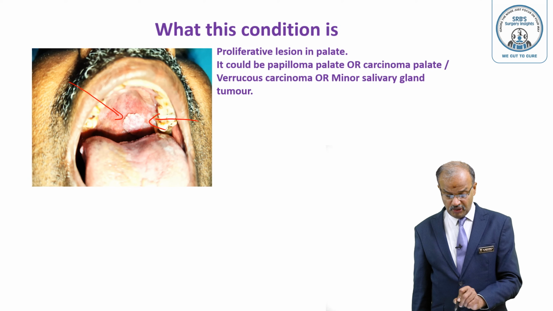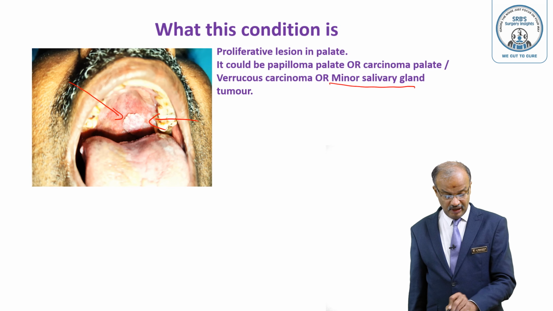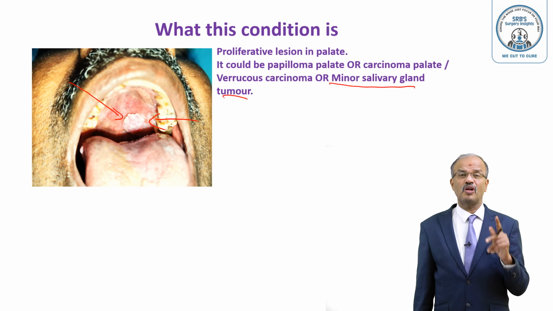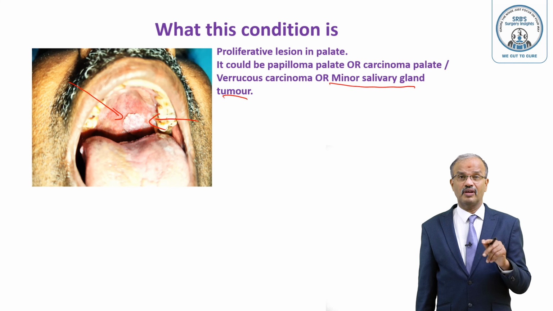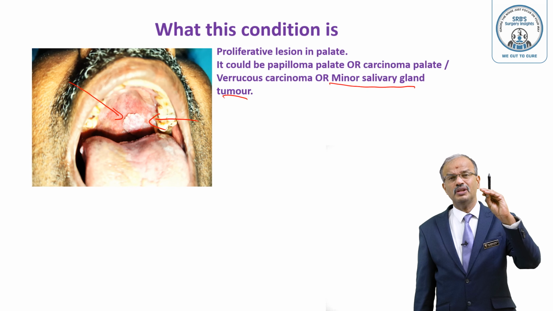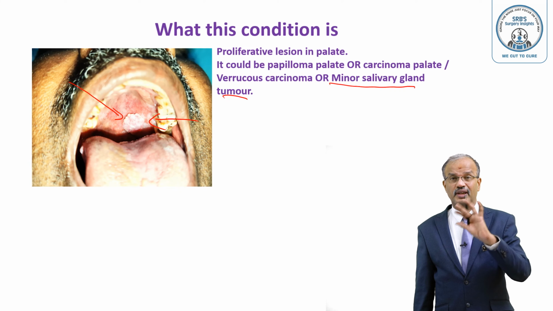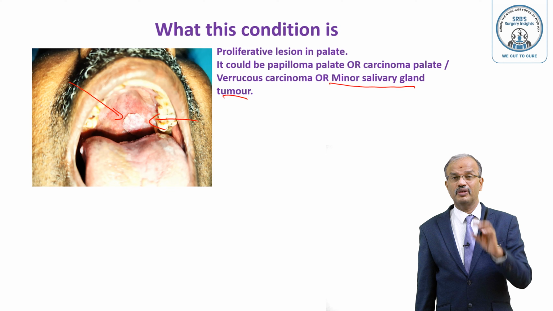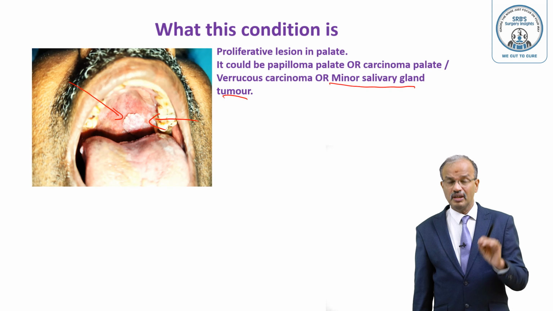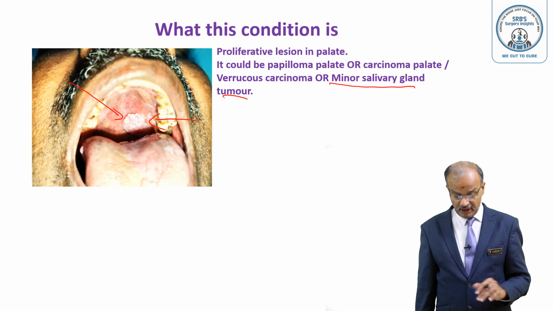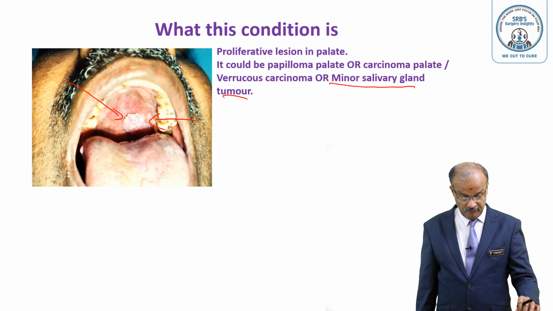And you can always also think of minor salivary gland tumor in this area, because the palate is one of the common sites for minor salivary glands. So you have to think of that. But usually they will have a swelling, and over the summit ulceration occurs. It's a very solid swelling, a sessile one. That is a typical clinical look of a minor salivary gland tumor. But still you have to think of it, because it's a common site.